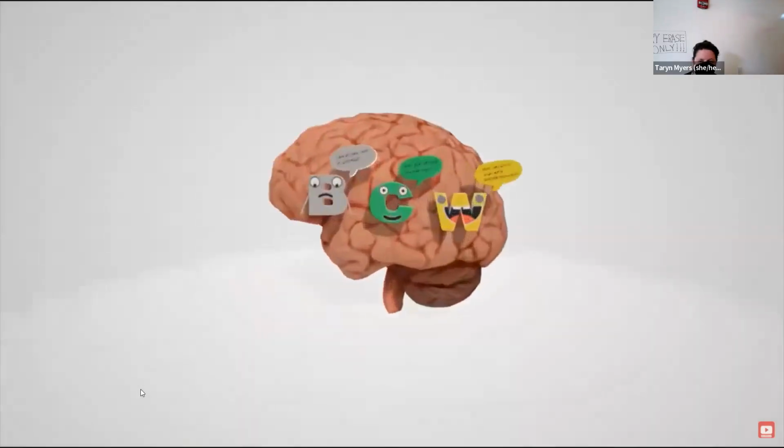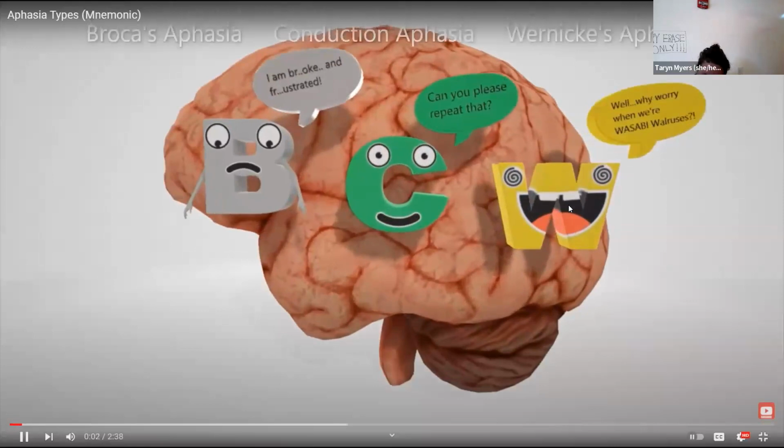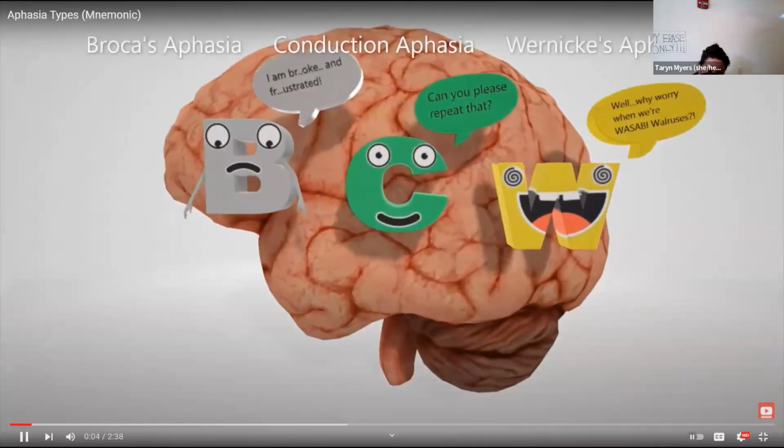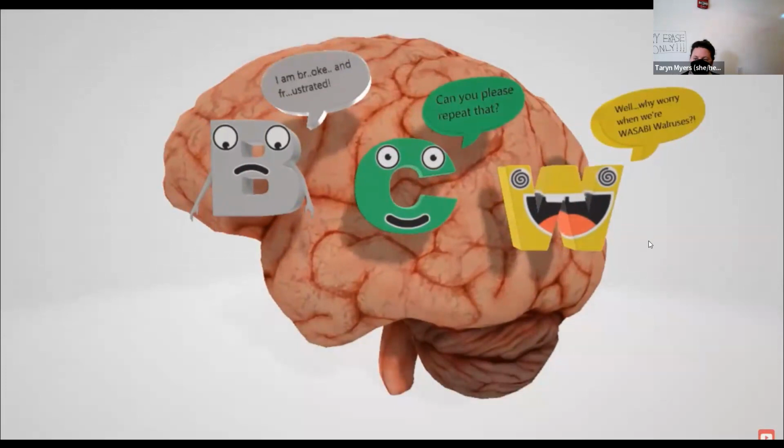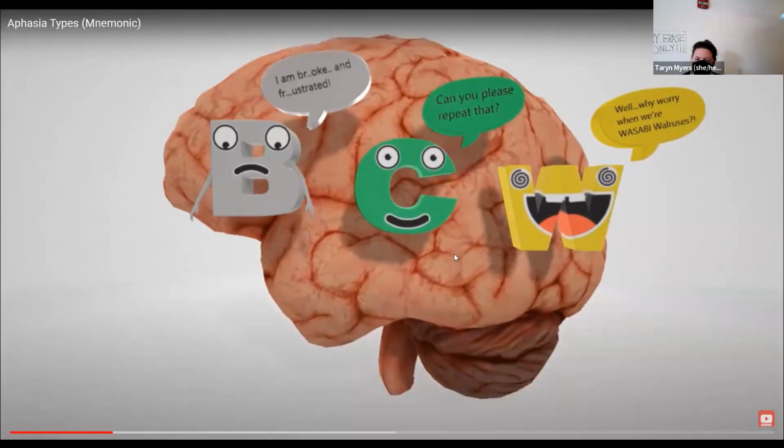There we go. All right, let's talk about the different types of aphasia. We're going to talk about Broca's aphasia, represented by the B, Wernicke's aphasia, represented by the W over here, and conduction aphasia, represented by the C. All right, and then we'll make a brief mention of some other types of aphasia at the end. Okay, so let's start with aphasia in general. Aphasia is a higher order language deficit, which is when a person has an inability to understand or speak the language.